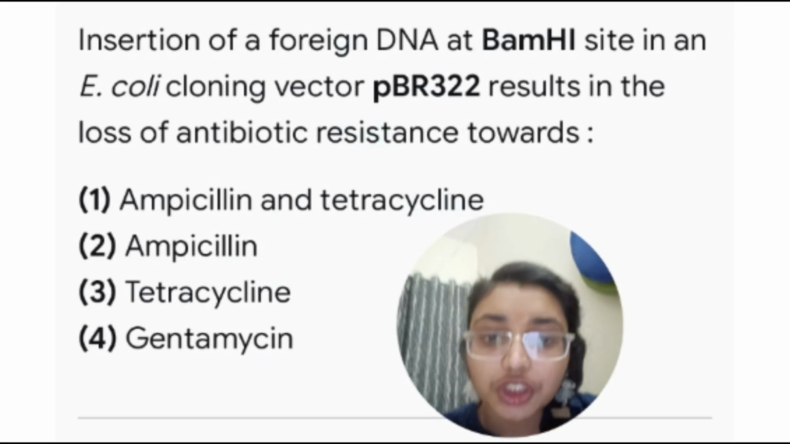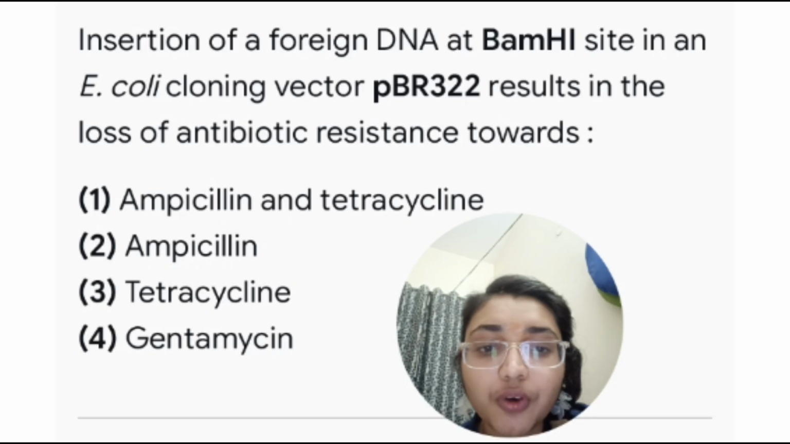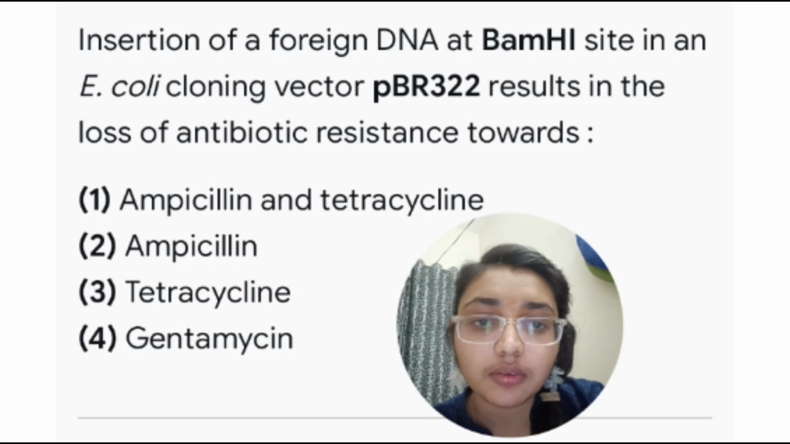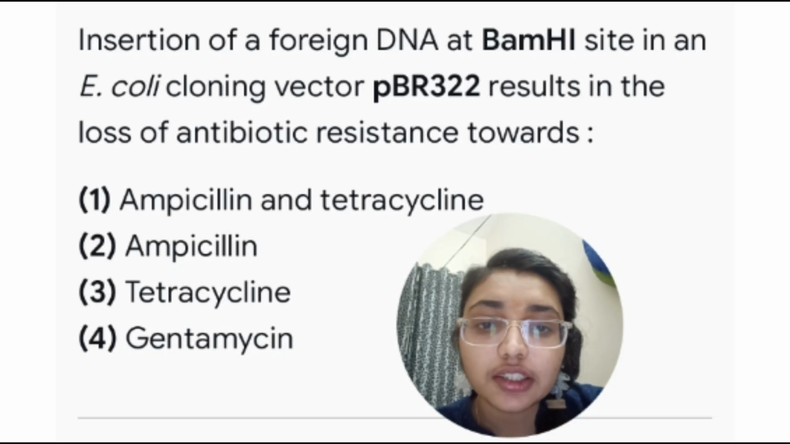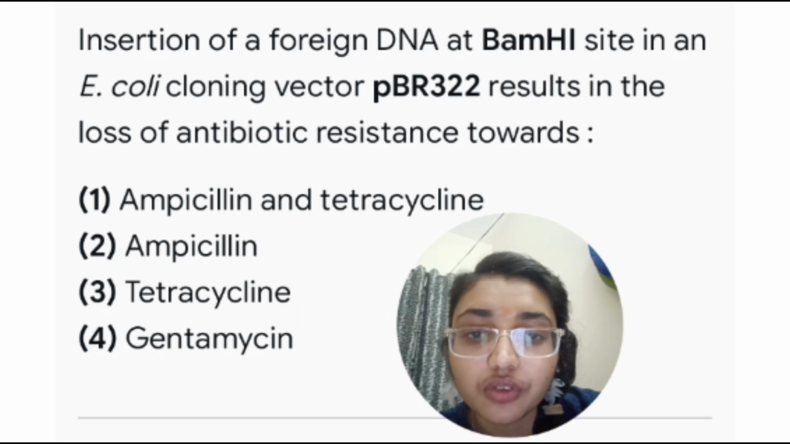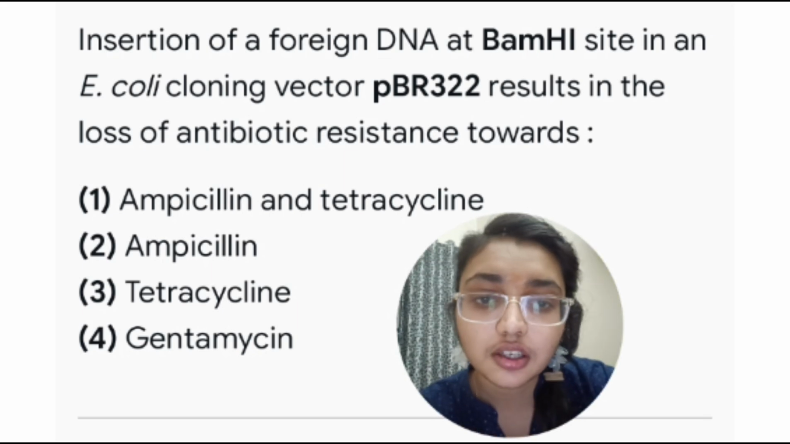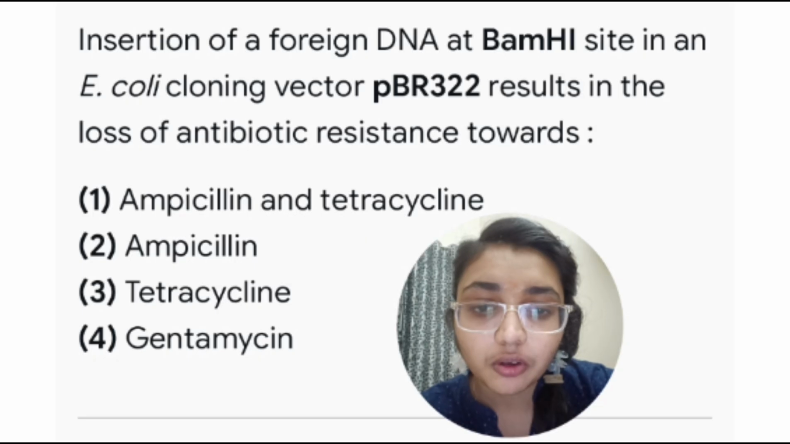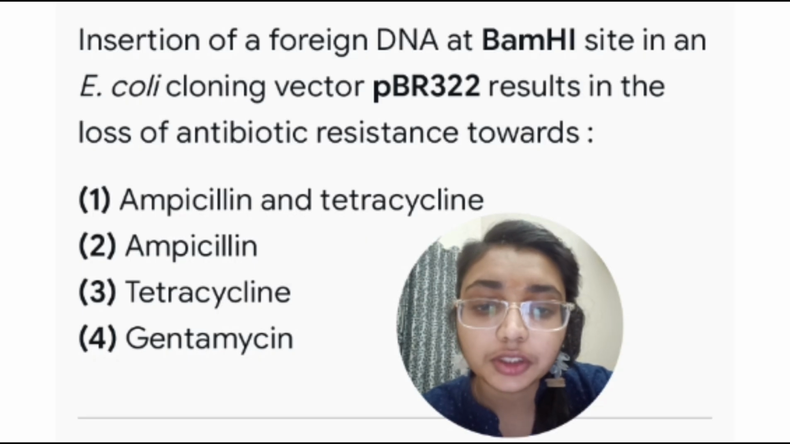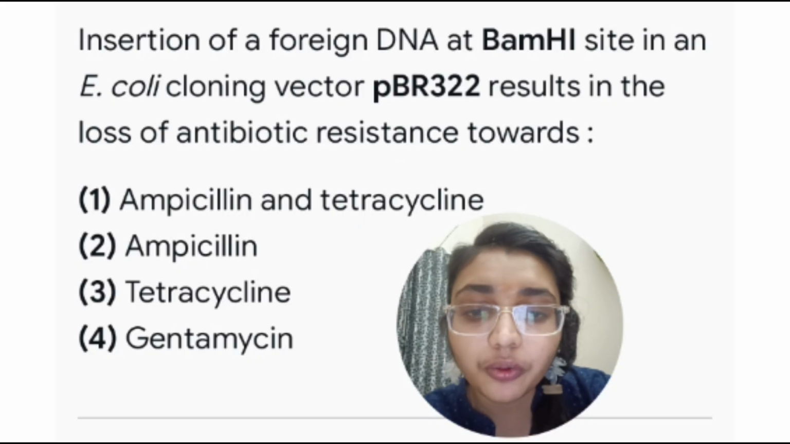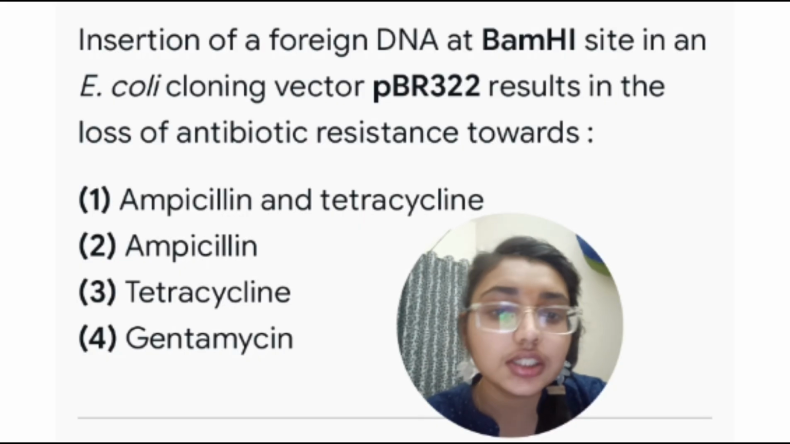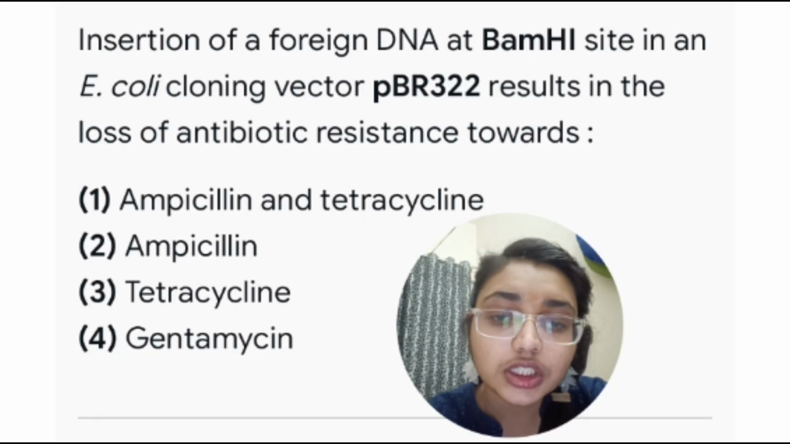So here the question is insertion of the foreign DNA at the BamH1 site in the E. coli vector pBR322 results in the loss of antibiotic resistance towards: option 1 ampicillin and tetracycline, option 2 ampicillin, option 3 tetracycline, and option 4 gentamicin. So here the correct answer for this question is tetracycline.